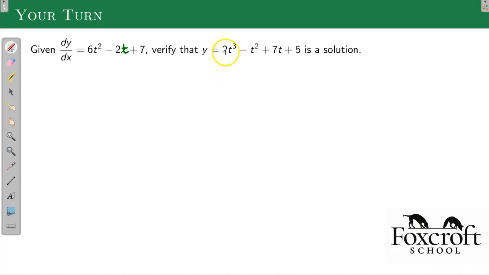This one's straightforward. Just take the derivative of this: 6t squared minus 2t plus 7. That's y prime. y prime is the same as dy/dx. So this is the same, and that's equal to that side we want. So this one is a solution.